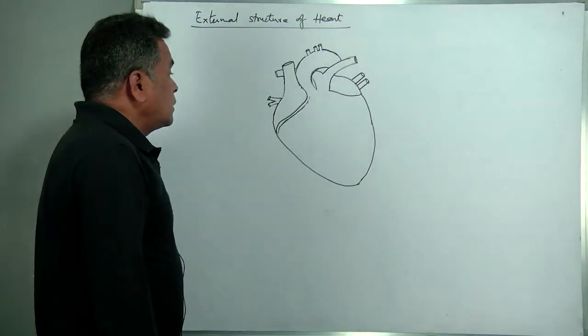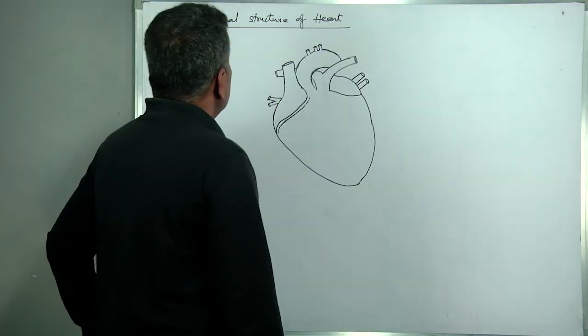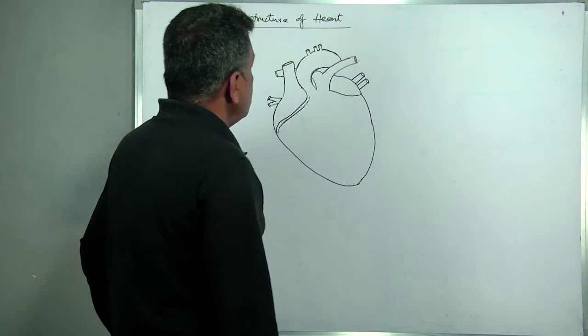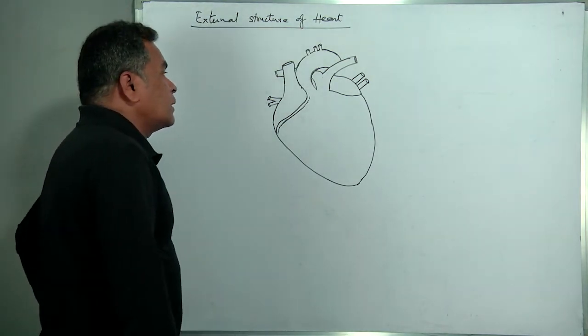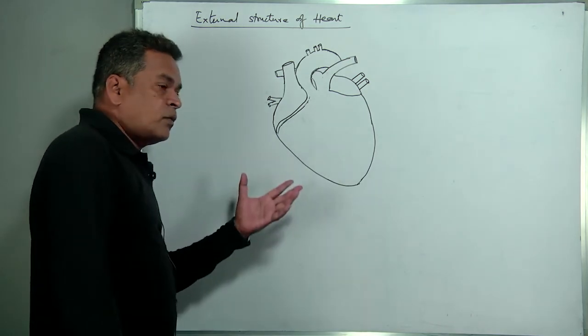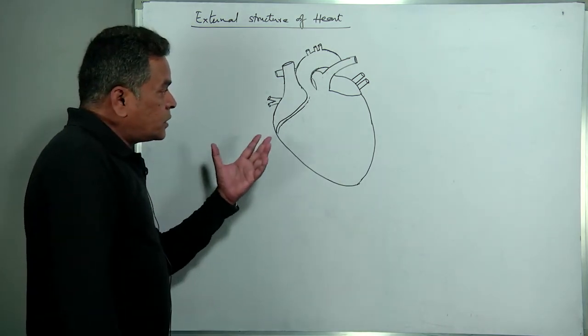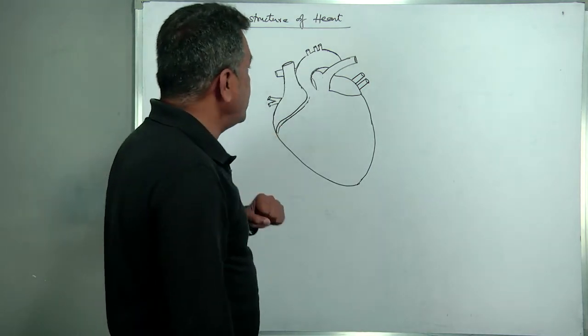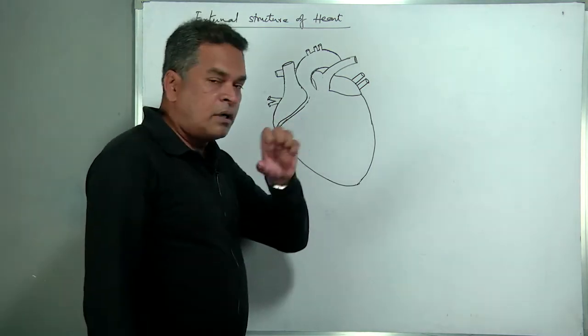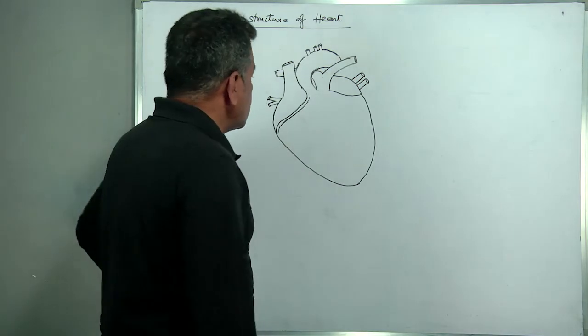Okay, today let's talk about the external structure of the heart. When you look at the external structure of the heart, first we will see what the important features are that you find externally. Once you view the heart externally, what are the structures?